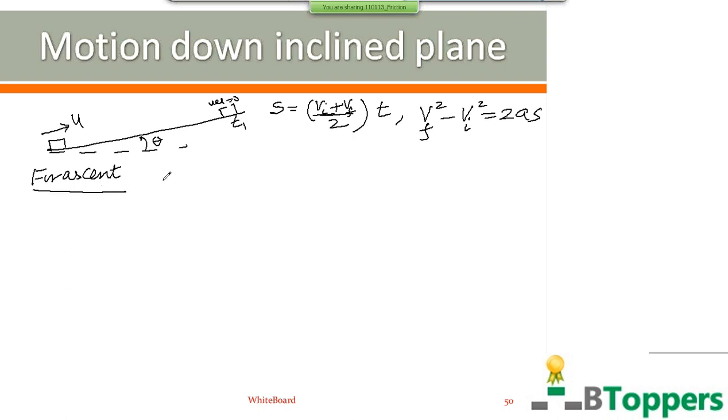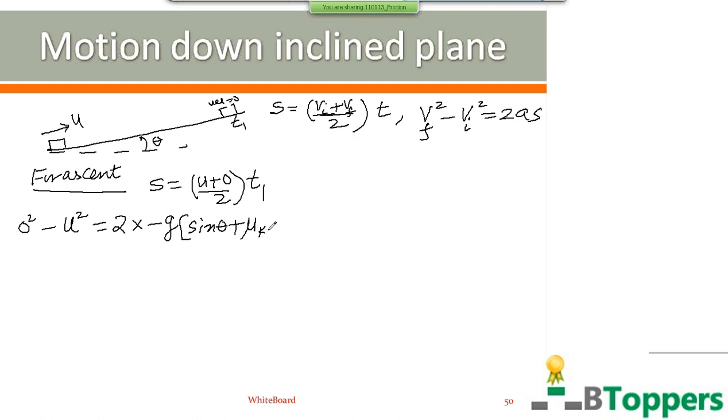So for ascent, initial velocity at the bottom of the inclined plane is u, and final velocity when it reaches the highest position is zero. Time of motion is denoted by t1. Using the other equation, Vf square minus Vi square equal to 2aS, final velocity at the highest position is zero, initial velocity at the bottom is u, and the acceleration when it is moving up along the inclined surface, as we discussed before, is minus g into sin theta plus mu k into cos theta.